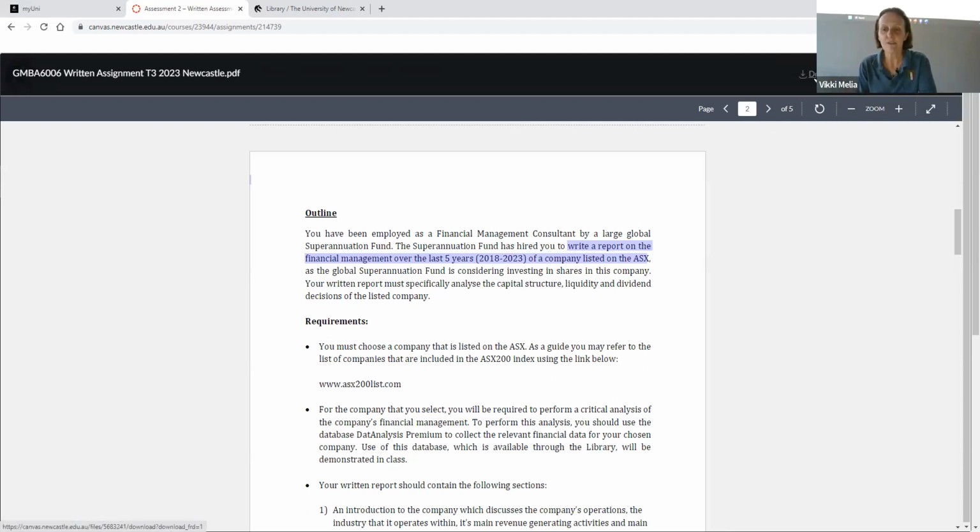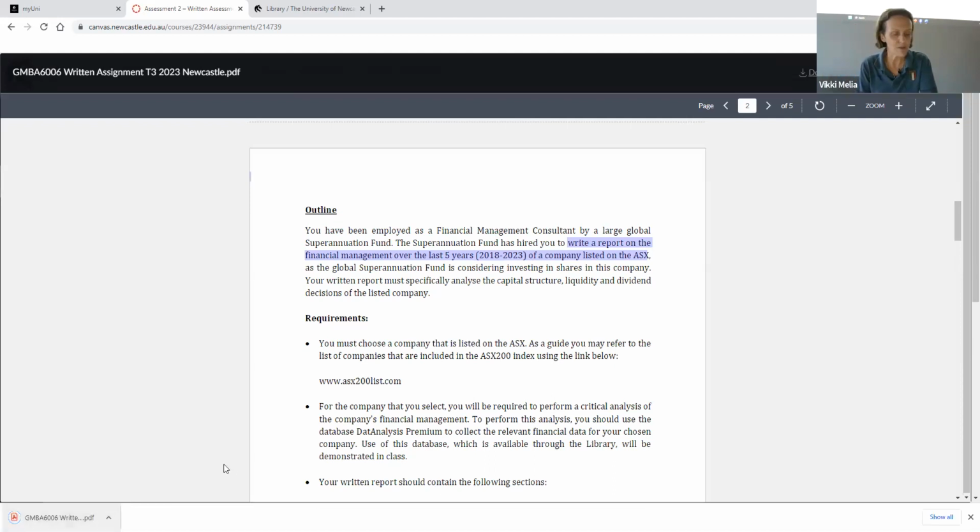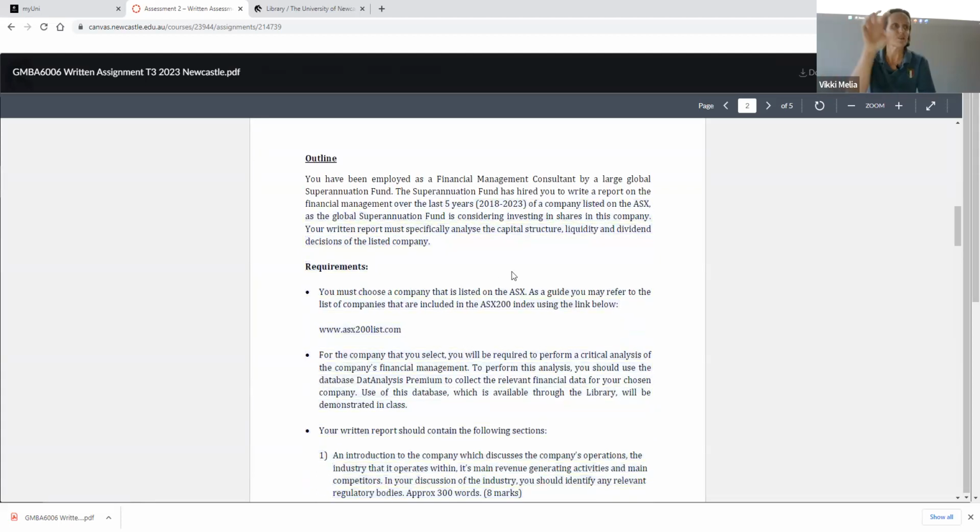I'm going to download this document. So, it's a PDF. I can't edit it. So in terms of financial management, they were the areas that we talked about in week 1, and they're really the focus of the requirements if you've had a look at the requirements.